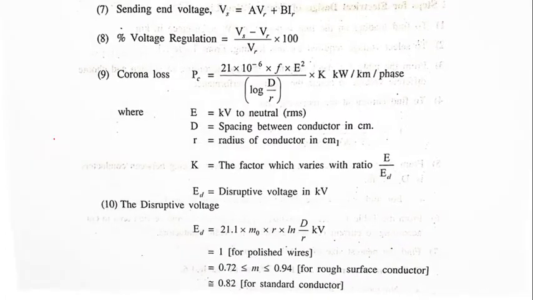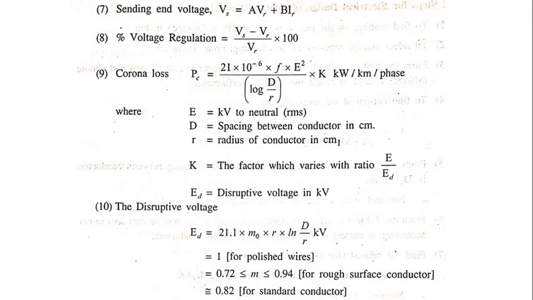Now we are going to see the sending end voltage. The equation of sending end voltage, Vs is equal to A VR plus B IR, where A is the constant that we already found in the previous equation, and B is also an ABCD parameter constant. And from that we can find the voltage regulation. After finding the value of sending end voltage, we can find our voltage regulation. That is, the equation of voltage regulation is given by Vs minus VR divided by VR into 100. So we can find it in percentage.